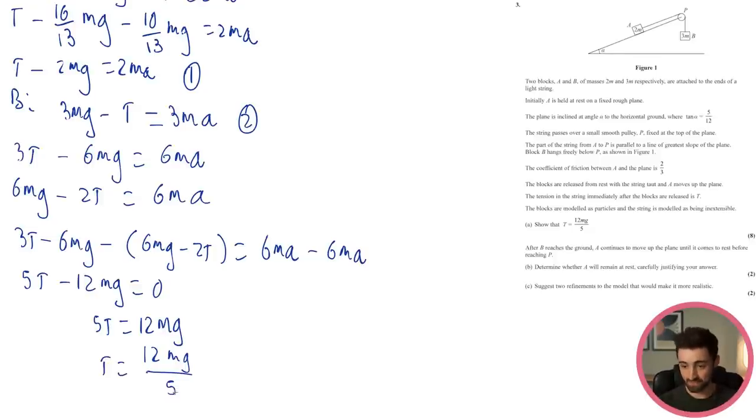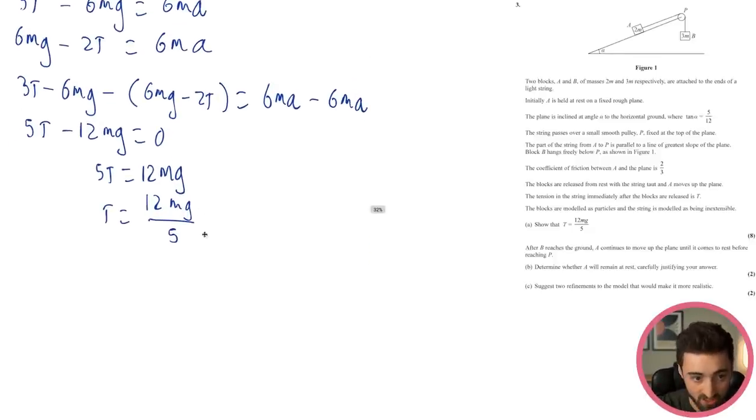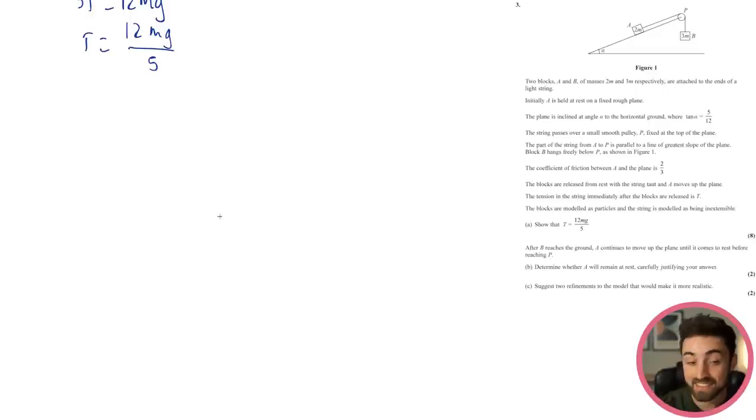Right. After B reaches the ground, A continues to move up the plane until it comes to rest before reaching P. Okay, so then it comes to rest and it's not really connected to B anymore. Determine whether A will remain at rest, carefully justifying your answer. What's the situation that we have here then?